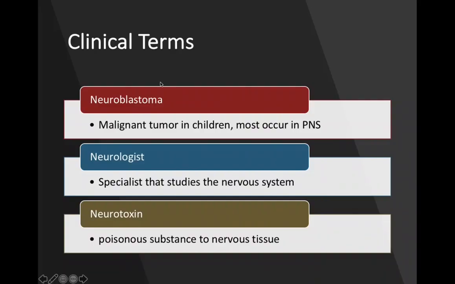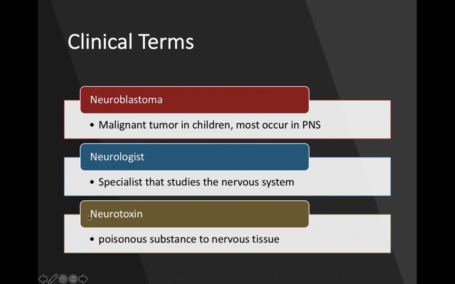Now these are just a few clinical terms that I'd like to introduce you to, since many of you are going on to nursing school and medical school. So a neuroblastoma is a tumor that occurs in nervous tissue. This suffix "oma" refers to a tumor, and we'll often see this when we talk about cancer. Blastoma is some type of tumor, so a neuroblastoma is a tumor of nervous tissue.